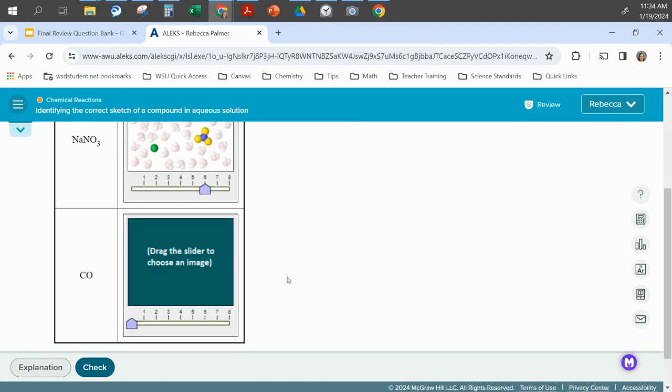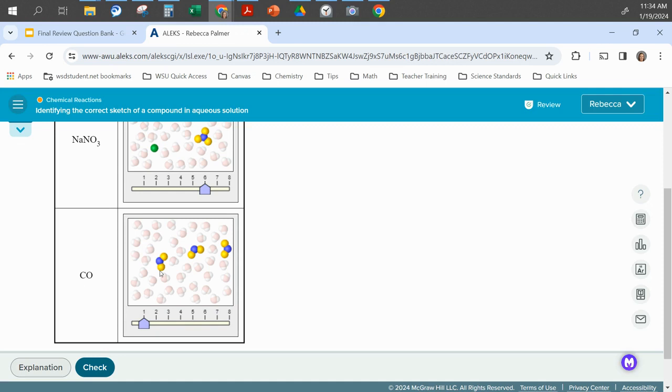That looks right. Okay, this one, CO. Is this one ionic, molecule, or acid? This one's a molecule. So we're looking for something that has carbon next to oxygen bonded together, not broken apart, should have 1 carbon, 1 oxygen, nothing else.